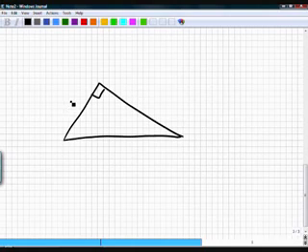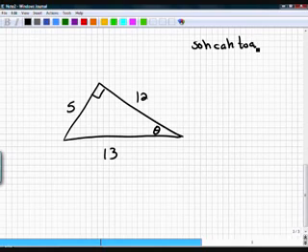Right triangle, 5, 12, 13, and theta. SOHCAHTOA. We're missing what? Theta. Missing the angle. What do we have? We have all three of them. So which do we use? Any of them. Does not matter. Let's use one that we didn't use that time. Let's use cosine. The cosine of your angle is equal to adjacent over hypotenuse.